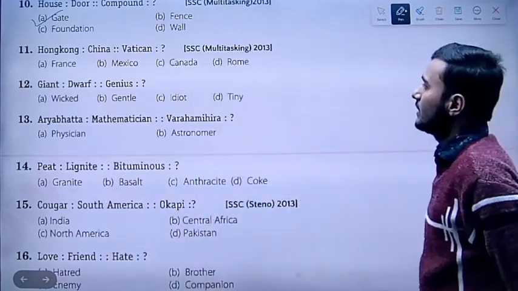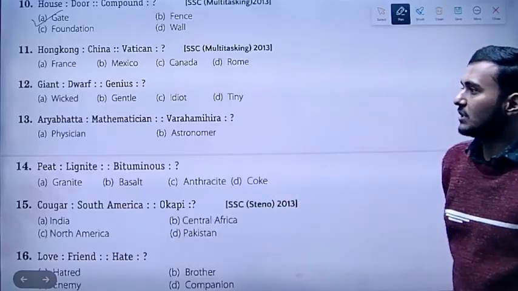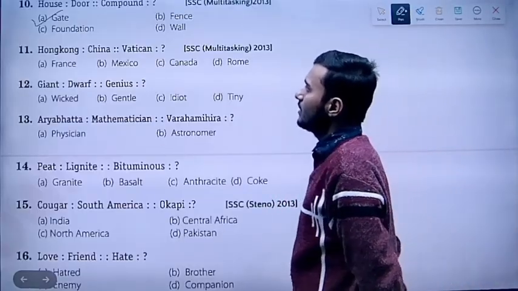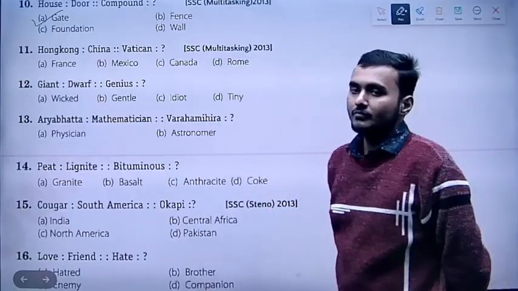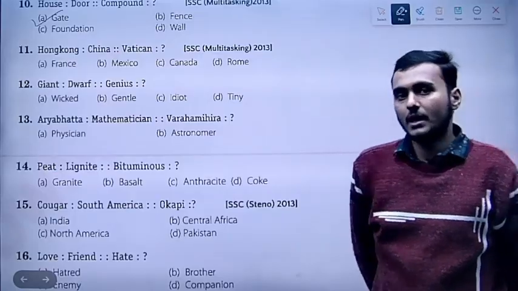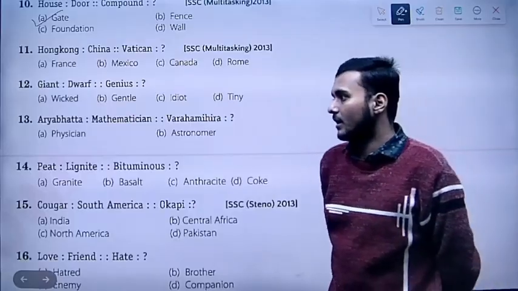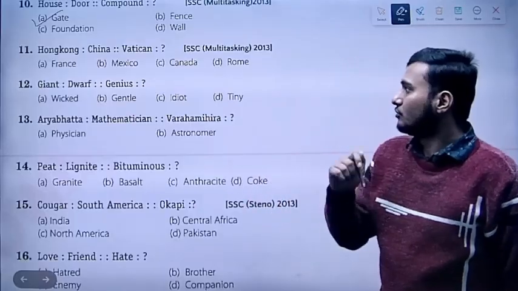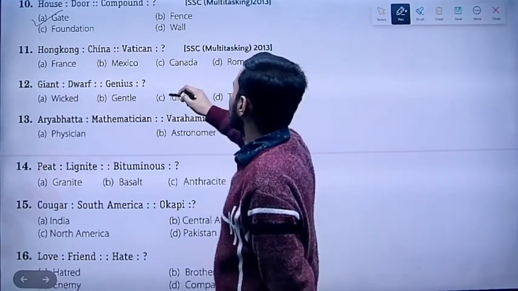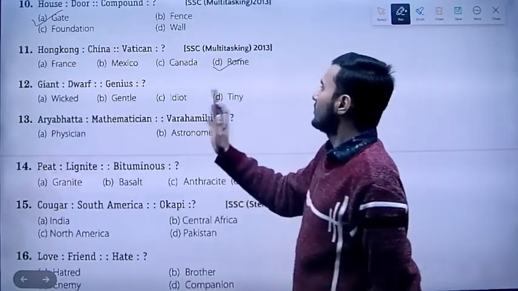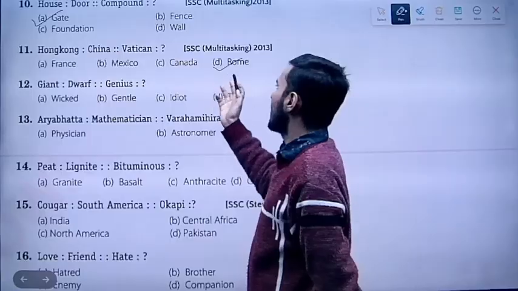Next question, question number 11: Hong Kong is equal to China, then Vatican is equal to what? In this question we are seeing a places relationship. What is Hong Kong? Hong Kong is a part of China. If you look at the world map, Hong Kong is definitely not close to China, it is an overseas territory of China. Same as, Vatican City is also a part of what? Rome. Option D. Hong Kong is part of China, as we all know. Same, we have to find the relationship, and the Vatican City is part of Rome. Option D.